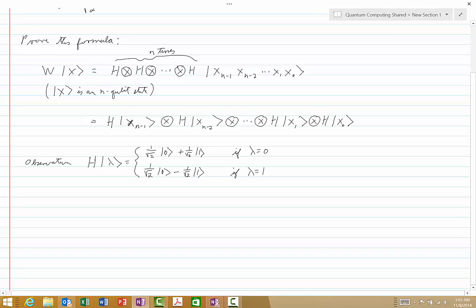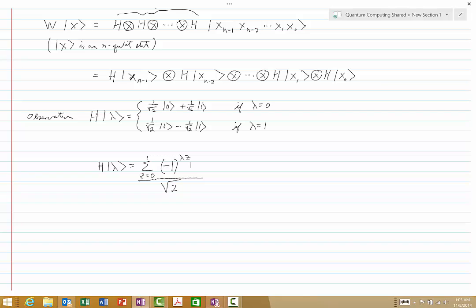Now, if you look at this for a moment, you will see that this could be written more compactly in the following way. H operating on lambda is equal to the sum z equals 0 to 1 of, well, let's just put the square root of 2 in the bottom, and then we can say negative 1 to the lambda z power. Now let's check that and make sure that it looks right. Okay, check.